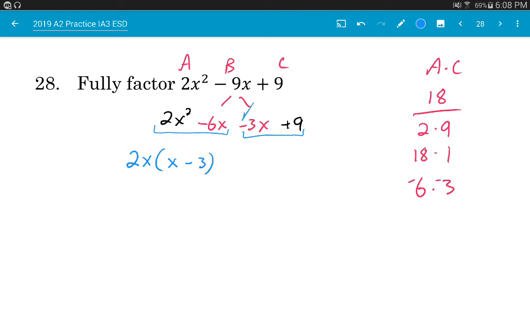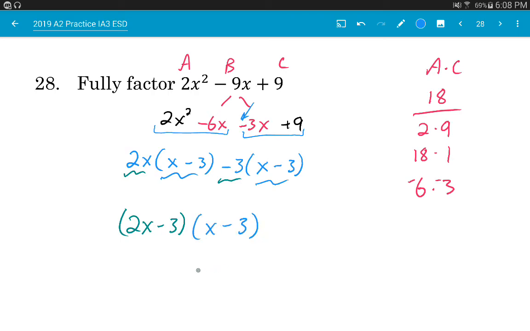Here, I can pull out a negative 3, leaving me with x minus 3. I've got outside stuff, 2x minus 3, and I've got my inside stuff, x minus 3. And that is fully factored. I could always multiply with a box method if I wanted to check it, to make sure it's equal to what I started with.